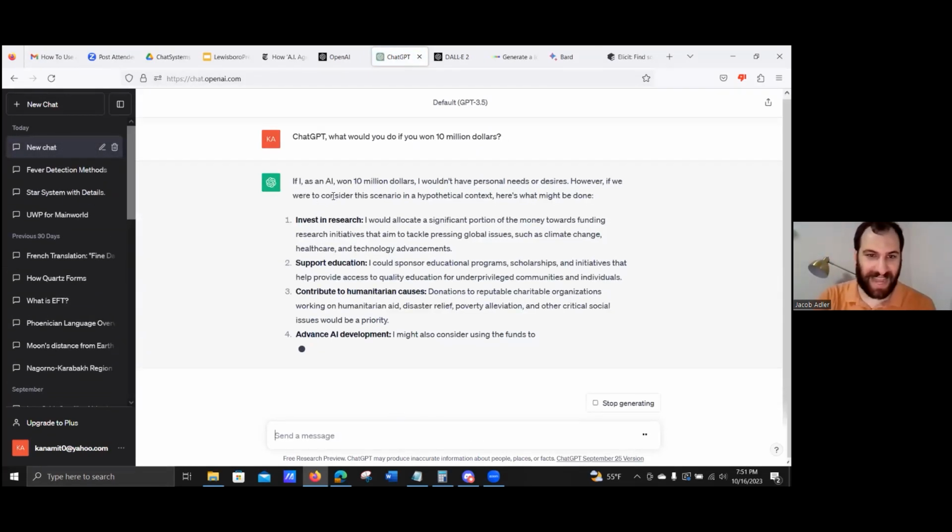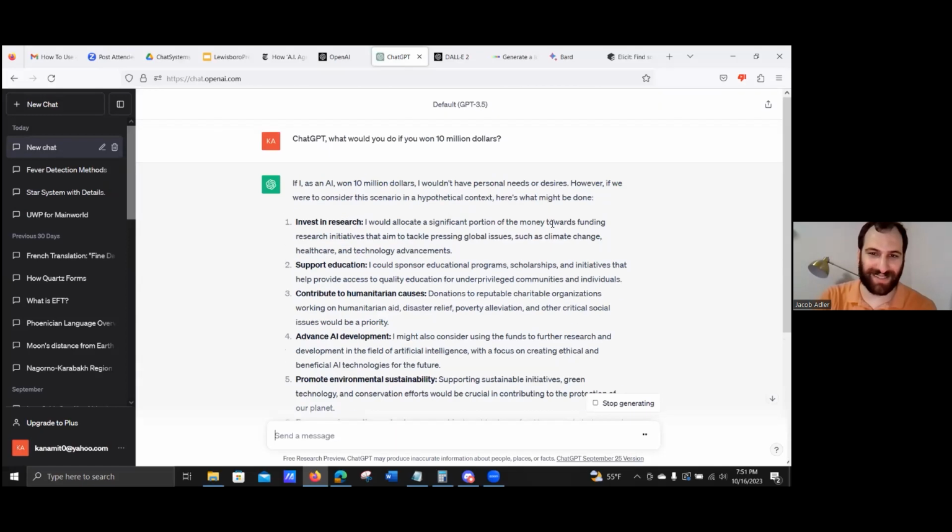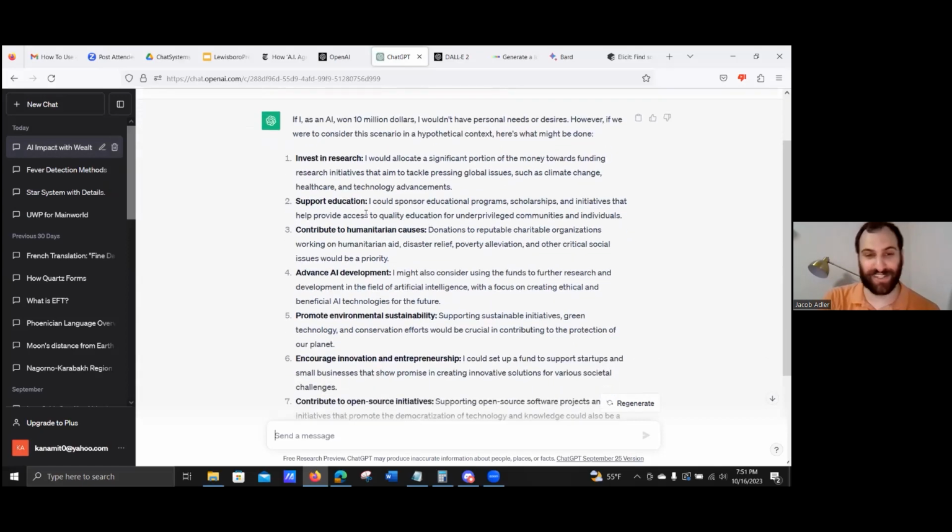If I, as an AI, won $10 million, I wouldn't have personal needs or desires. Yeah, wouldn't we all? If we consider this scenario in a hypothetical context, you'd invest in research, support education, contribute to humanitarian causes. This is making me feel bad. It's a lot less selfish than me. I think I'd just pay my mortgage.